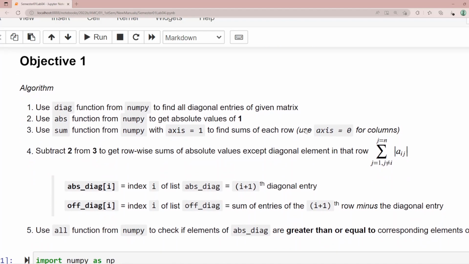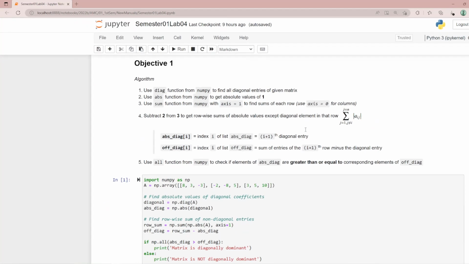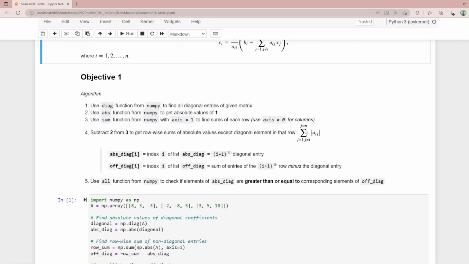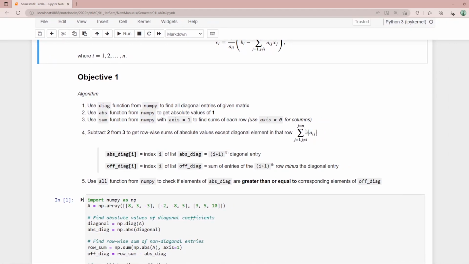All right. The objective one was to find out whether a given system is diagonally dominant or not. So we are assuming that the linear system is given in the matrix form, and we shall be using the coefficient matrix as the input to this particular objective. So the algorithm is as follows. First of all, we use the diag function from NumPy to find all the diagonal entries of the matrix.